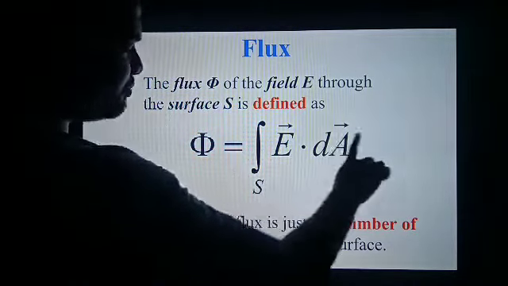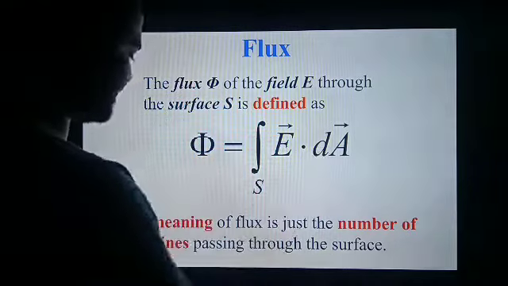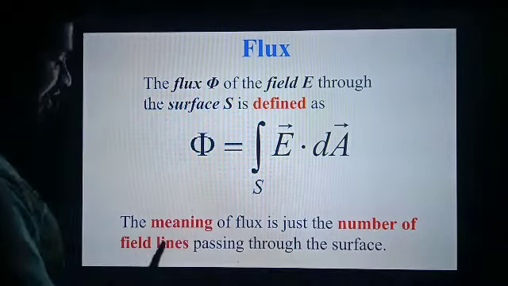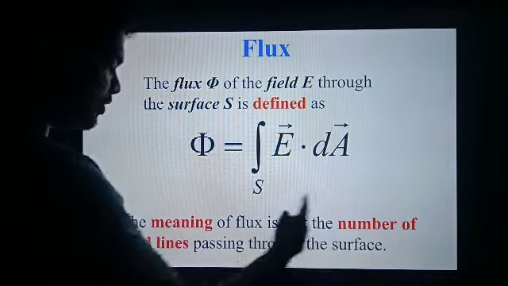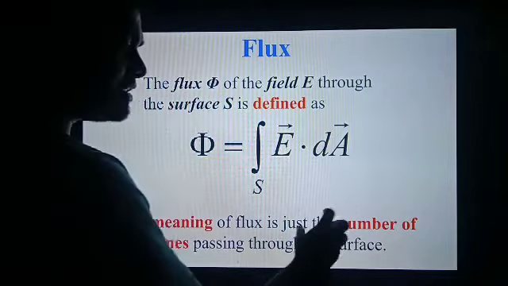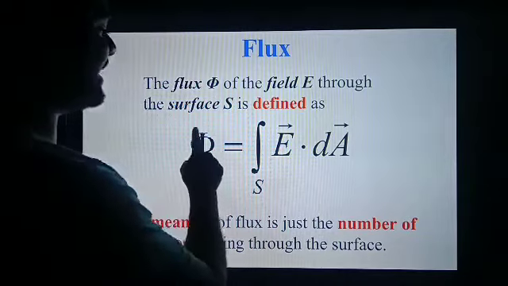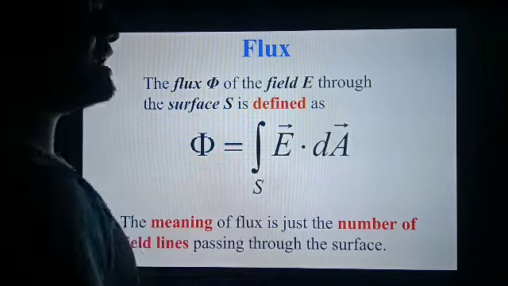These vector signs are important. You have to apply them whenever you are writing this equation. The meaning of flux is just the number of field lines passing through the surface. This is the definition of electric flux. So what is electric flux? The number of field lines passing through the surface is called electric flux, and it is defined by the equation of surface integration of E over dA.